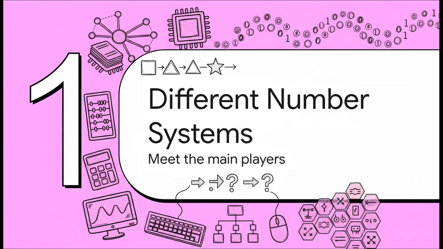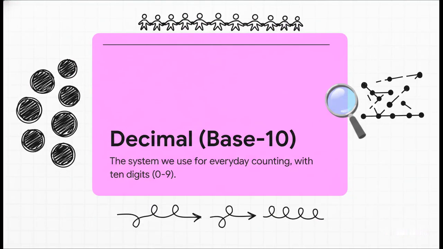All right, let's jump in and meet the 4 key languages, or number systems, that really make computing possible. And you know what? You're already an expert in one of them. First up is decimal, or base 10. This is the one we all learned in school. It's our everyday language for counting, using 10 simple digits, from 0 all the way to 9. It's just how we humans are wired to see the world.